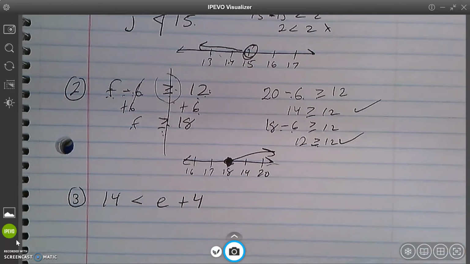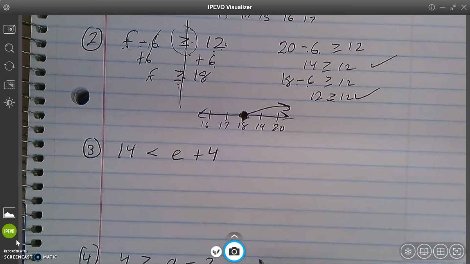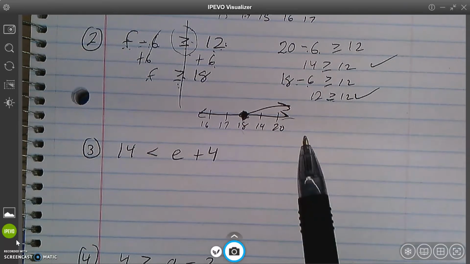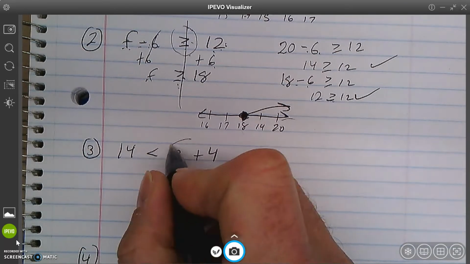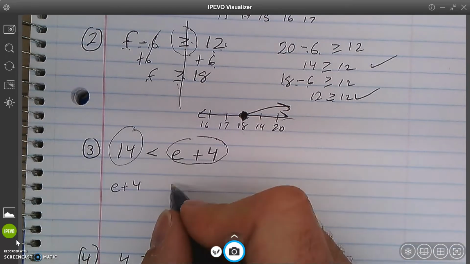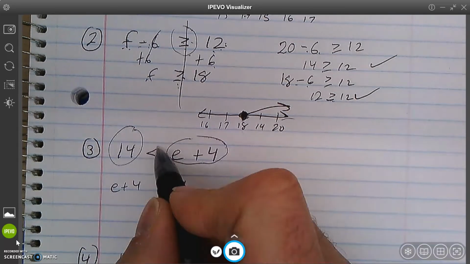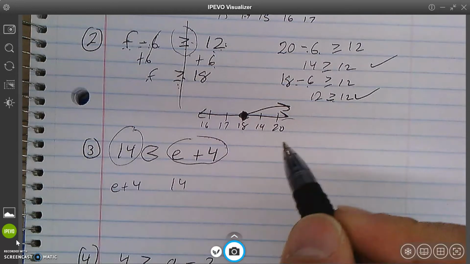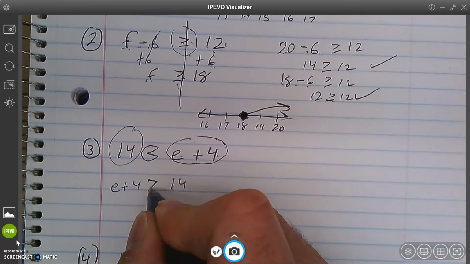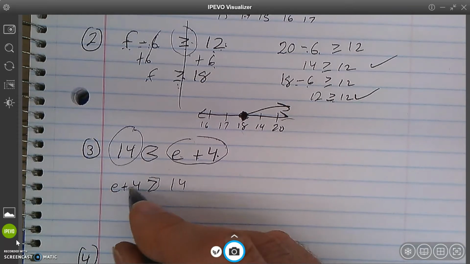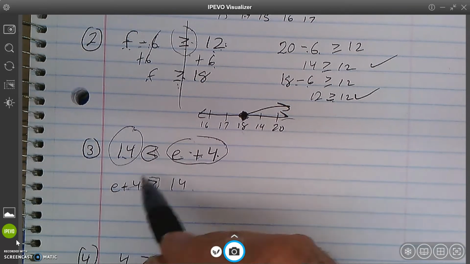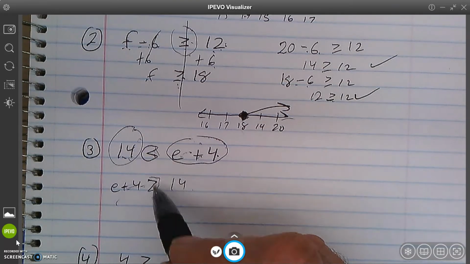Got it. All right, what happens if it's backwards? Oh my goodness. All this stuff works when the variable is on the left. In this case, the variable is on the right, so I'm going to flip it. On this side, I see e plus 4, and on this side, I see 14. The Pac-Man, chomp chomp, is eating the e plus 4, and I have to keep the Pac-Man eating the e plus 4. So I switch the left and the right, and I flip the inequality.